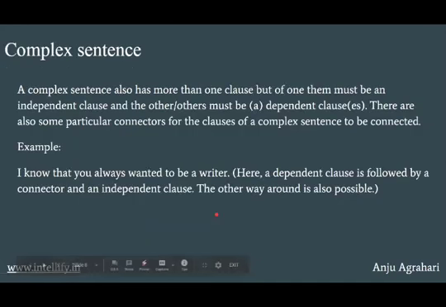Complex sentence. A complex sentence also has more than one clause, but one of them must be an independent clause and the others must be dependent clauses. There are also some particular connectors for the clauses of a complex sentence to be connected. Example, I know that you always wanted to be a writer.